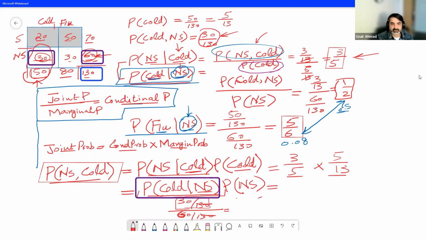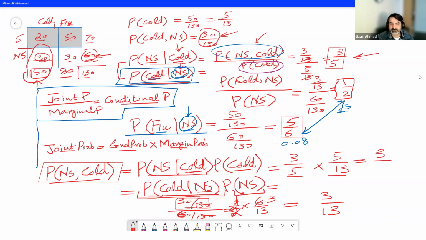130, 130 cancelled out. 30 by 60 is 1 by 2, multiplied by probability of not sneezing. Not sneezing is 6 by 13. So we say 3 by 13. So is it equal to the number that we have here?